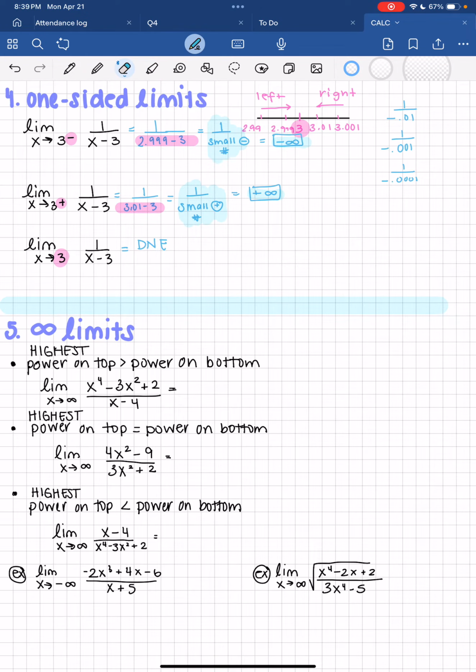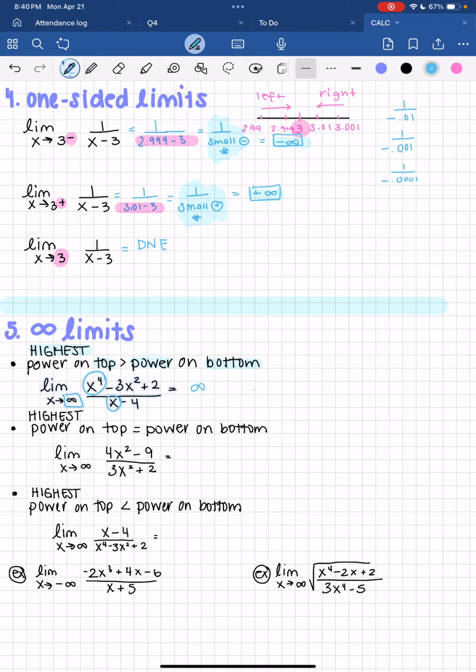All right, infinity limit rules. Here we go. If the highest power on top is greater than the highest power on the bottom, then your limit is going to go to infinity. I taught my kids to find the highest power and circle it. That's the highest power on top, and that's the highest power on the bottom. Now you need to pay attention to the coefficients in front. Both coefficients are positive, 1x to the fourth and 1x, and we're approaching positive infinity, so this is going to go to infinity.